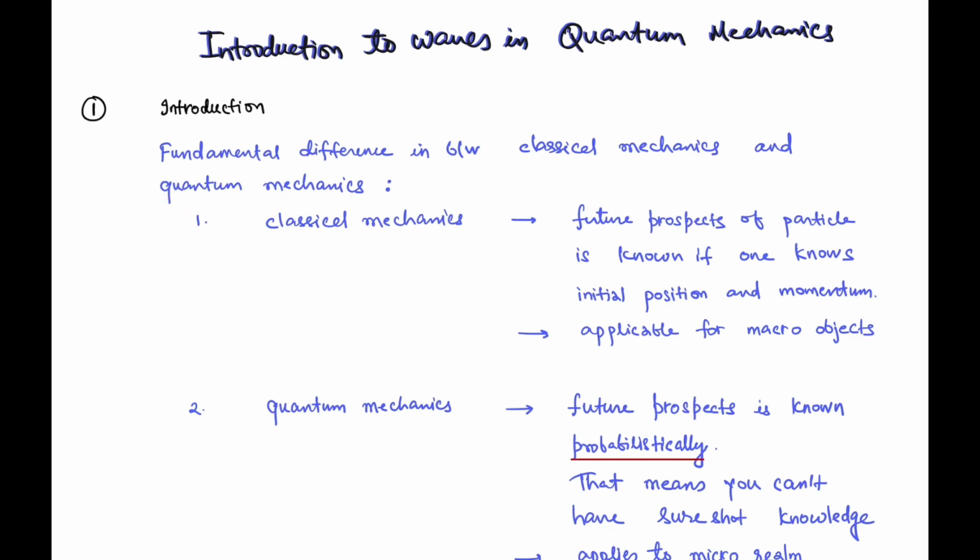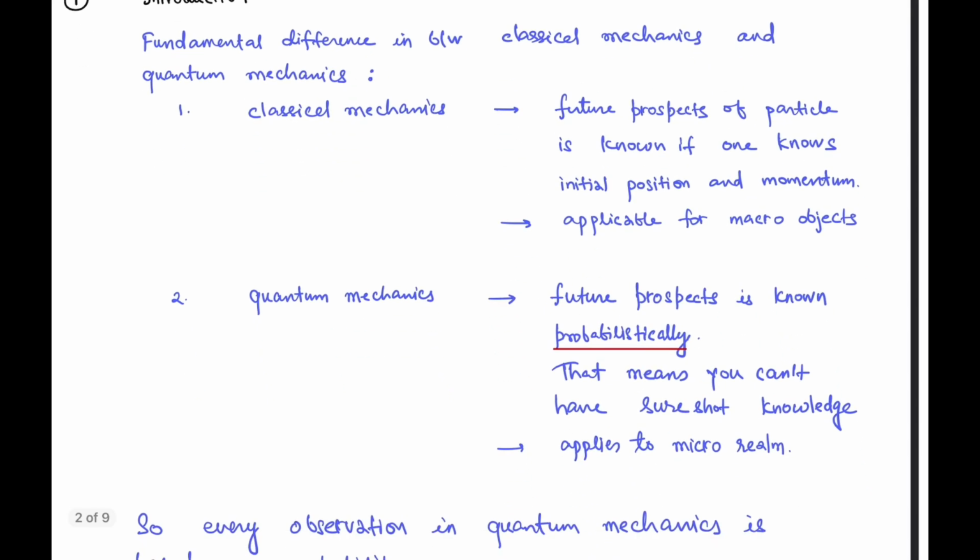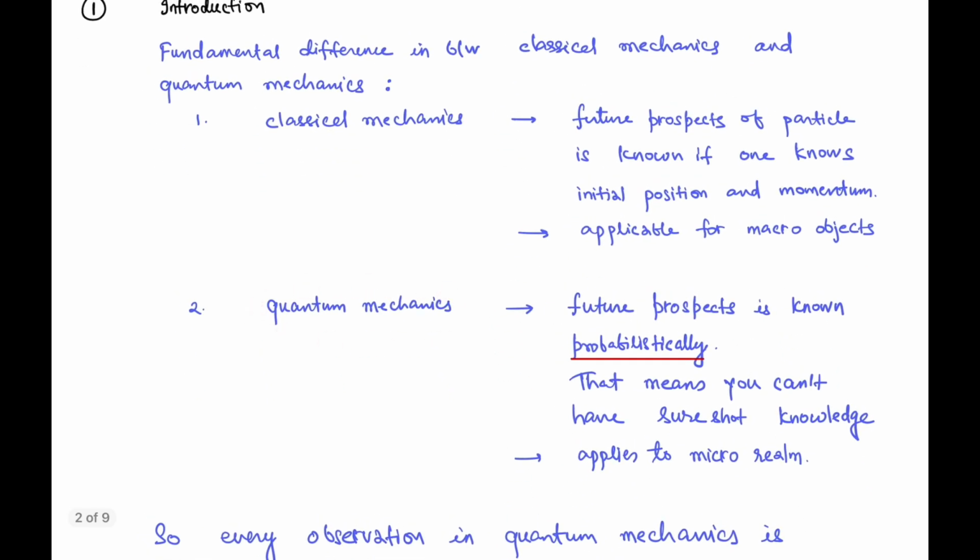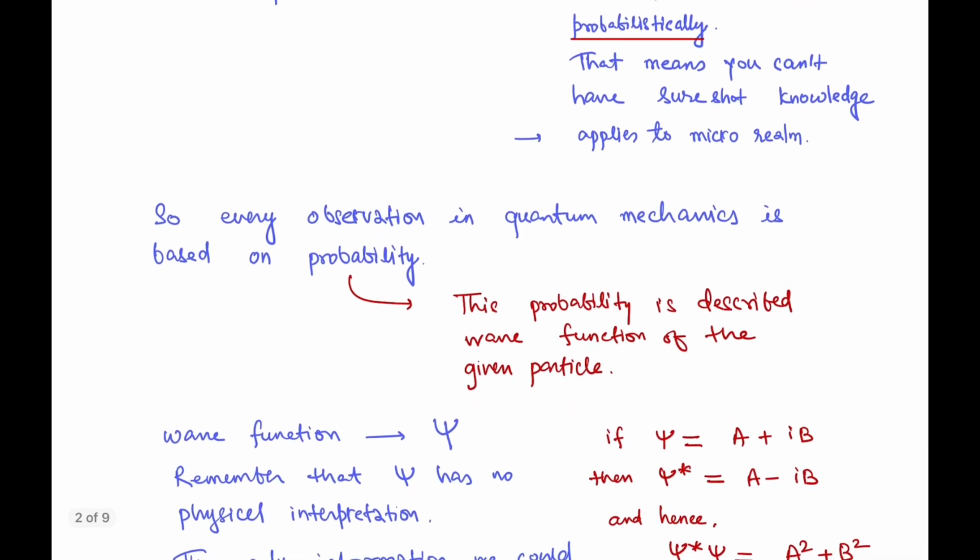For classical mechanics, the future prospects of a particle are known if one knows the initial position and momentum. All these theories of classical mechanics are applicable to macro objects. But in quantum mechanics, future prospects are known, but in a probabilistic manner. They are not exactly known. That means you cannot have sure-shot knowledge. And it applies to the micro realm, like at the atomic level, subatomic level.